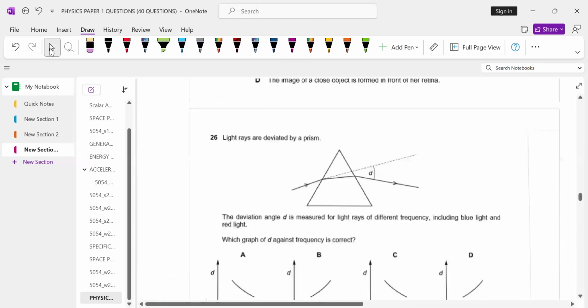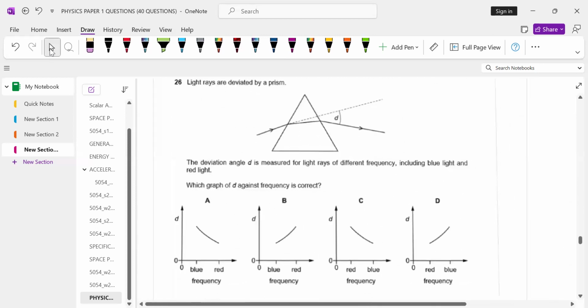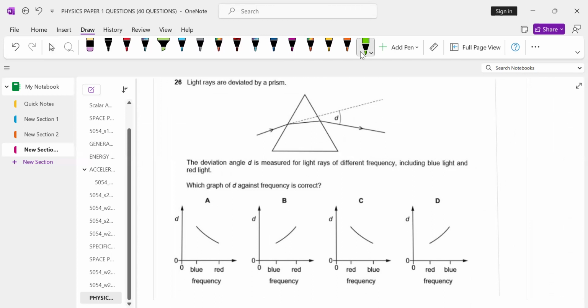Then question number 3. The light rays are deviated by a prism. The diagram is shown. The deviated angle D is measured for light rays of different frequency, including the blue and the red light. Which graph of D against frequency is correct? Firstly, you should remember that the light ray R, this one, let me write it with a dark color. This is red color. It bends less. So the red color bends less.